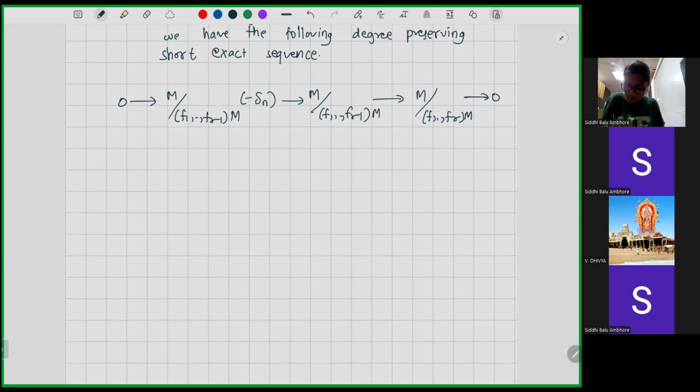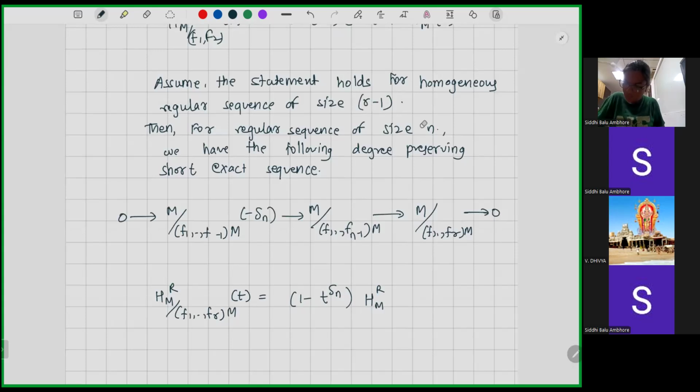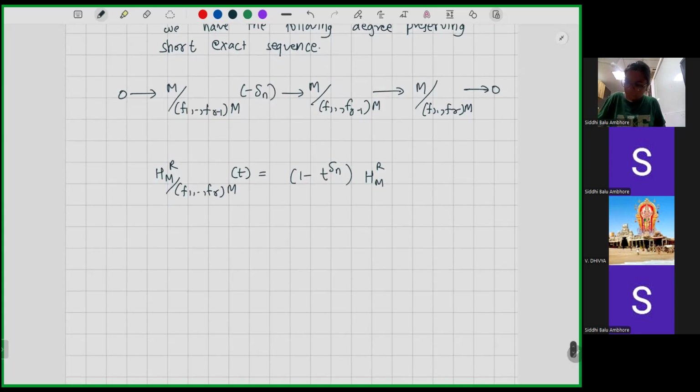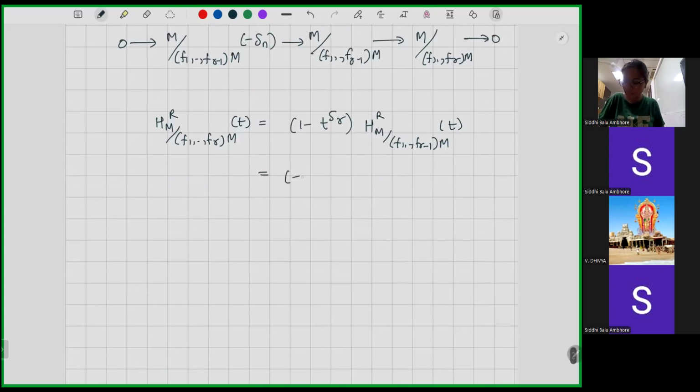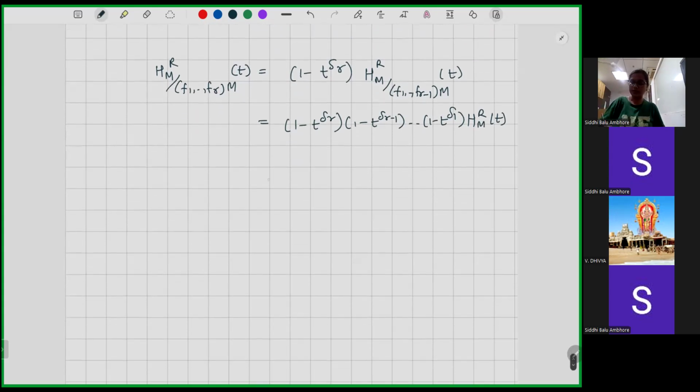Okay, and again applying that Hilbert series, we get, I mean, you can check this. This is H_{M/(f1,...,fr)M}(t) equal to (1 - t^{δ_r}) into H_{M/(f1,...,f_{r-1})M}(t). Not r, I'm using n, I guess, it doesn't matter. Let me assume this for r minus 1 and keep this r here. Since I have already assumed it for r minus 1, this is 1 minus t power delta r, times 1 minus t power delta r minus 1, and so on, 1 minus t power delta 1 times H_M(t). Okay, this is what we will get, and that's exactly the product.